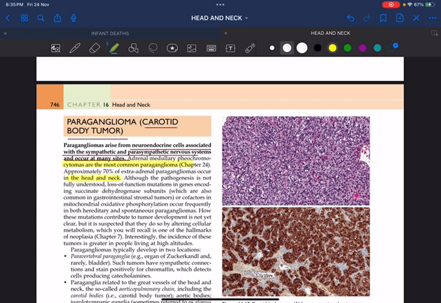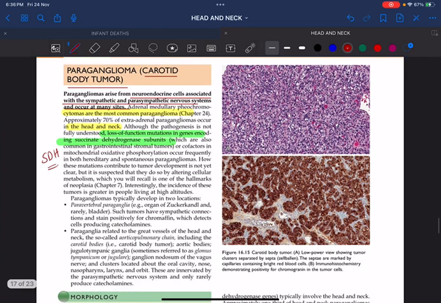What is the pathogenesis? The main pathogenesis is a loss of function mutation of the gene which encodes for SDH. What is SDH? Succinate dehydrogenase. As well as some of the genes which are involved in generating the cofactors of the mitochondrial oxidative phosphorylation pathways. There are two typical locations of paragangliomas.